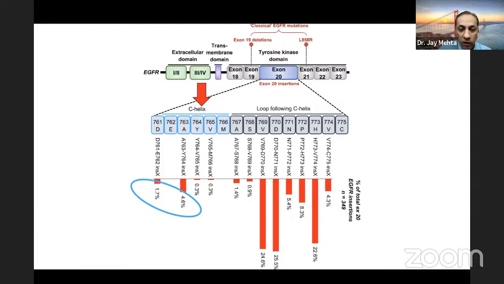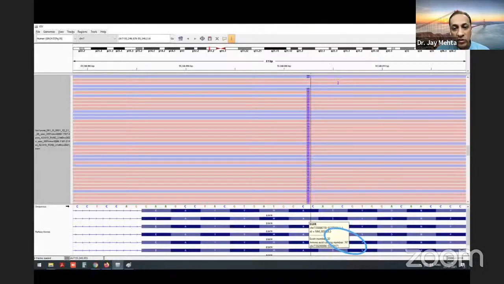So it's vitally important for you to understand whether the insertion is before residue 764 or after that. Here's one IGV, circled in blue here. The coding amino acid is 767, which means it's post 764 and will require something like amivantamab.